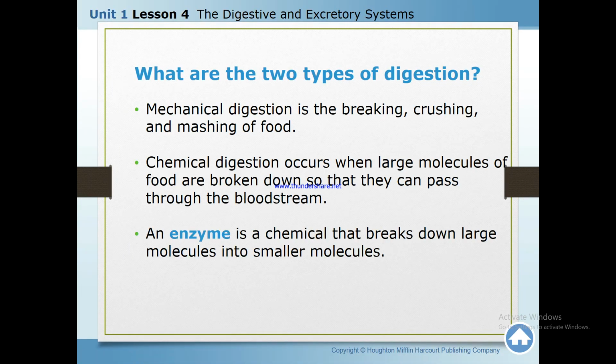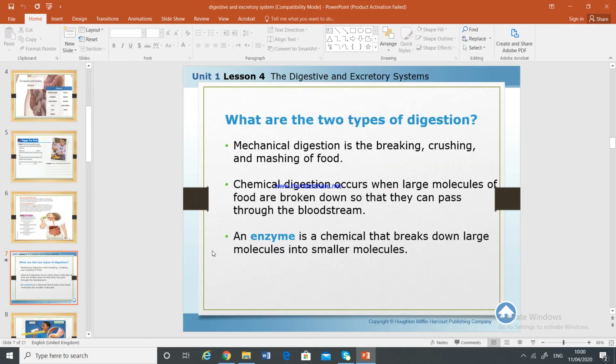Now next, just a summary here. Please highlight these points. Mechanical digestion is the breaking, crushing, and mashing of food. Chemical digestion occurs when large molecules of food are broken down so that they can pass through the bloodstream. Enzyme is a chemical that breaks down large molecules into smaller molecules.